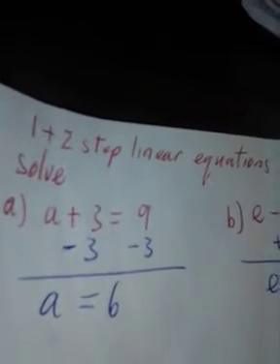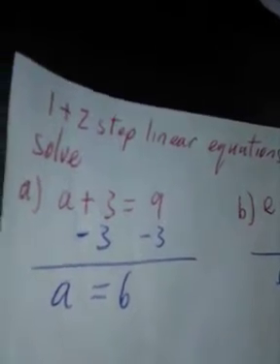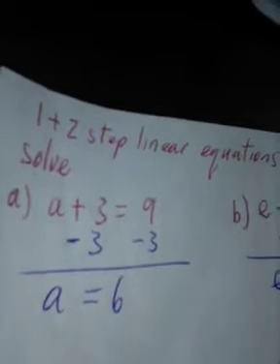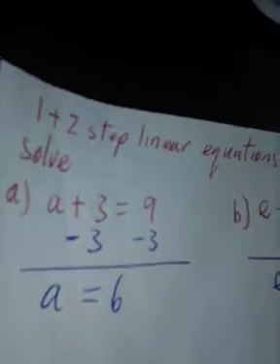Let's solve this. Something plus 3 is equal to 9. Don't get caught up with what the something is called. All right, so the opposite of adding is to subtract. I subtract 3 from both sides. I get a something, which we're calling A, is equal to 6.